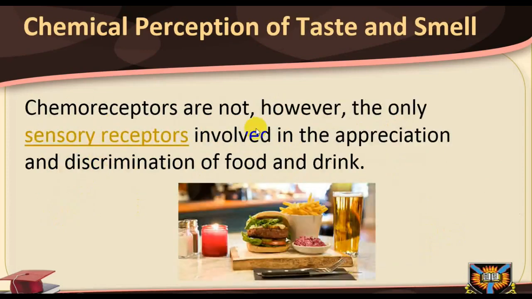Chemoreceptors are not, however, the only sensory receptors involved in the appreciation and discrimination of food and drink. At least two other modalities of sensation affect the overall experience. The smoothness, texture, and crunchiness of food are conveyed by mechanoreceptors on the tongue and throughout the rest of the mouth, including the teeth and in the pharynx.